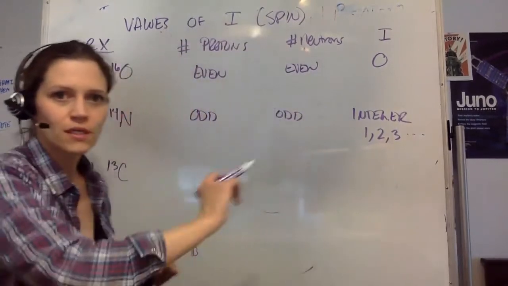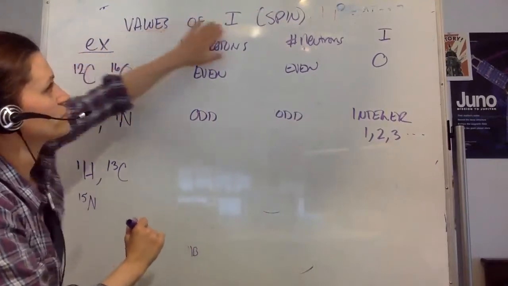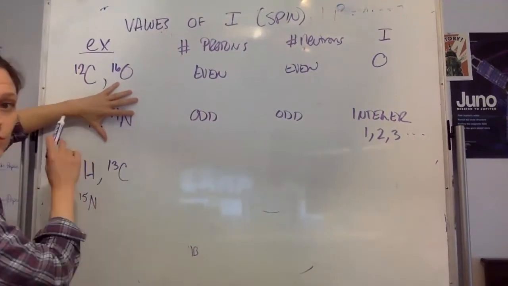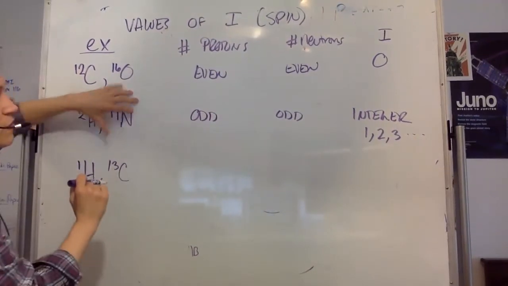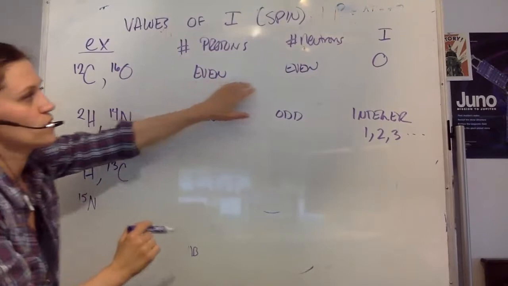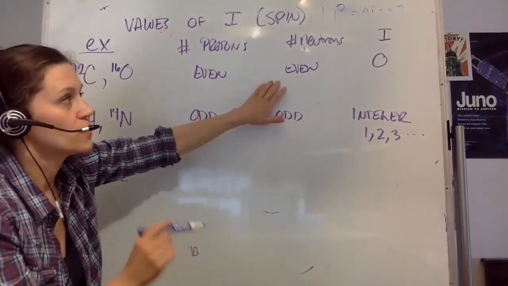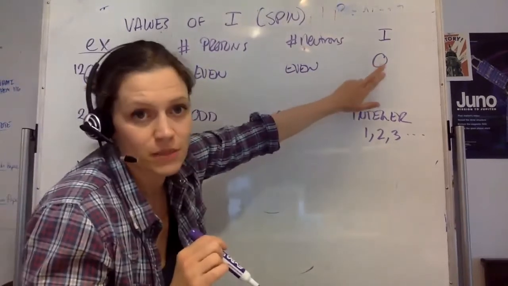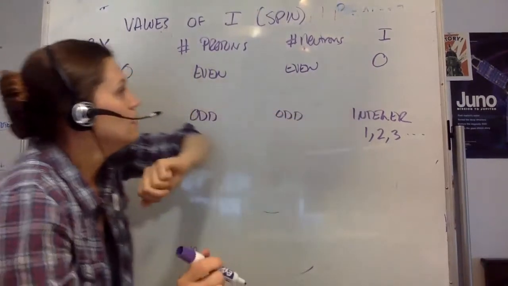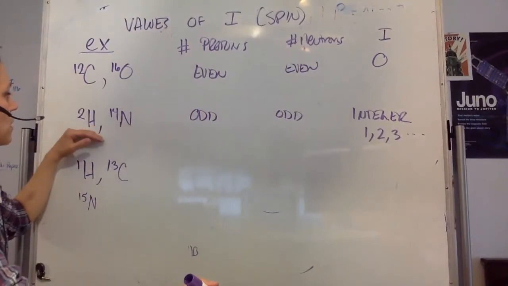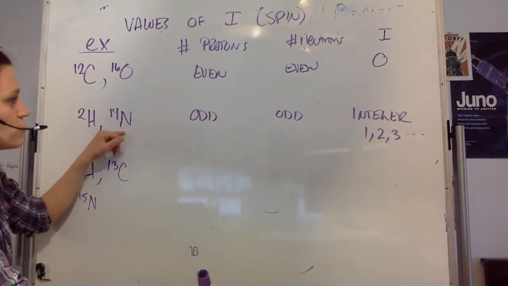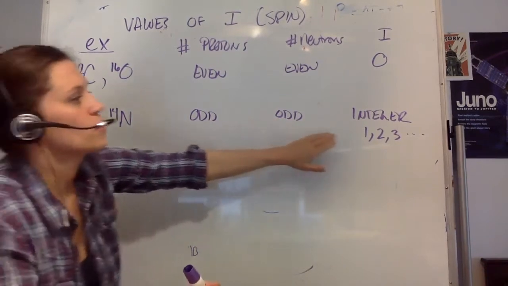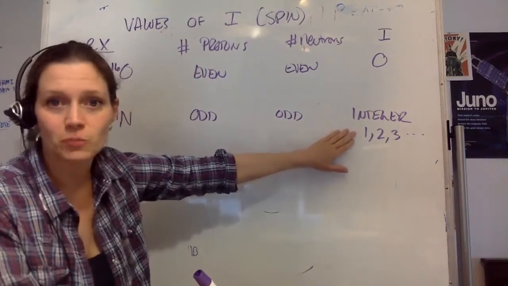So the values of I, this is again the spin of the nuclei. Here's the example. For carbon-12 and oxygen-16, both have an even number of protons and neutrons, okay? So the total spin of the nuclei is going to be 0. Can't see that. But for hydrogen and nitrogen-14, the number of protons is odd, the number of neutrons is odd. You combine those together, and you're going to get an integer spin.